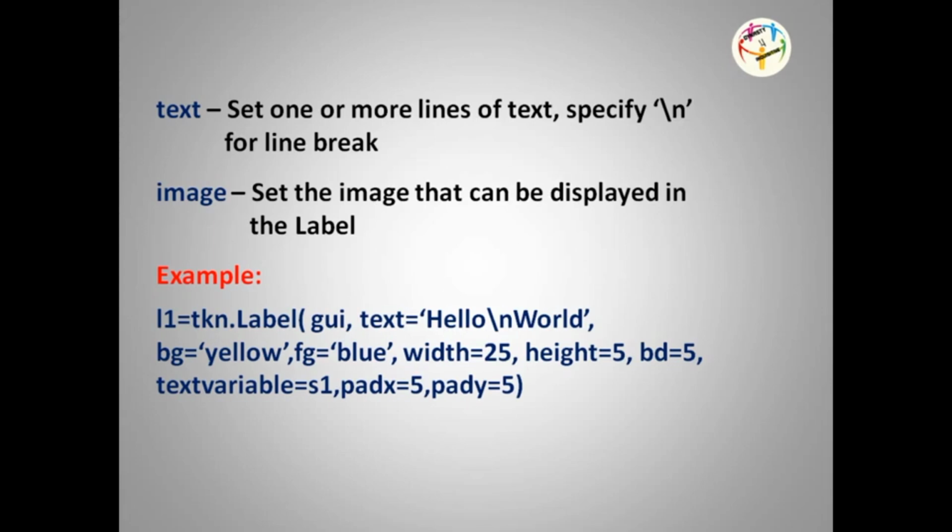So in this way we can declare 2 widgets. First one is entry and second one is label. Now in the next part I am showing you an example using both of these widget, entry and label.